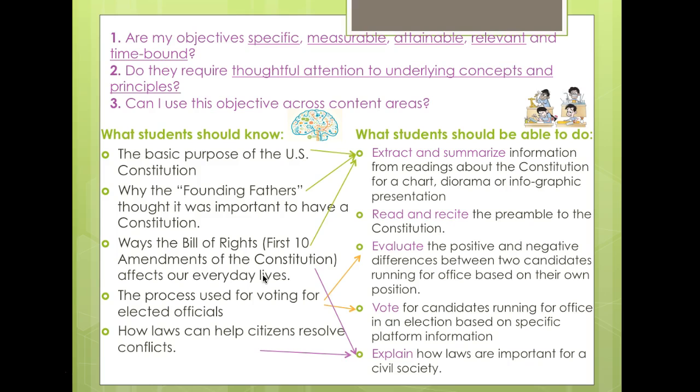For voting, we have 2 different skills objectives. Evaluate the positive and negative differences between 2 candidates running for office based on their own position, and voting for candidates based on a specific platform. For how laws help citizens resolve conflicts, they need to know what the Bill of Rights are, and they need to be able to explain how laws are important to civil society. Those are the 2 different skill objectives for the knowledge objectives.